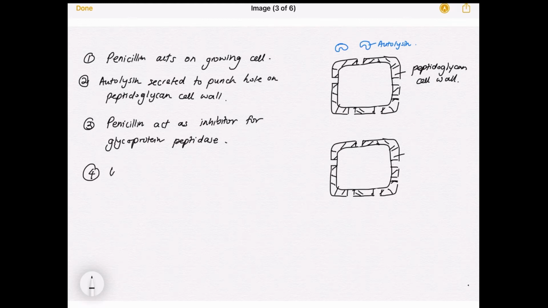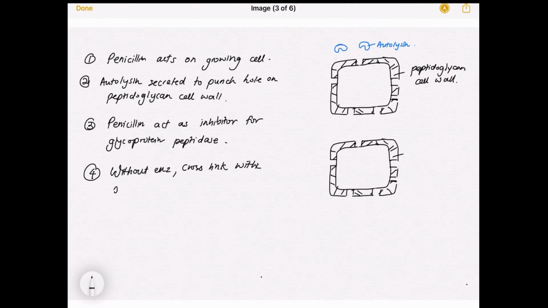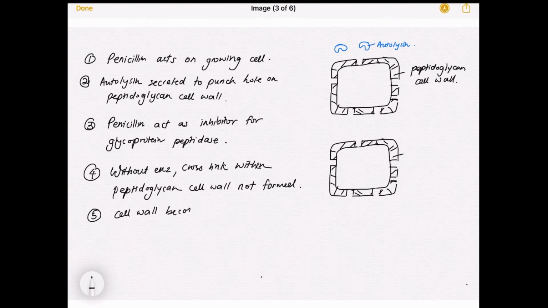Without this enzyme, the crosslink within the peptidoglycan cell wall is not repaired or is not formed. Therefore, the cell wall becomes weakened. We don't say that the bacteria do not have a cell wall, but instead, the cell wall is weakened.